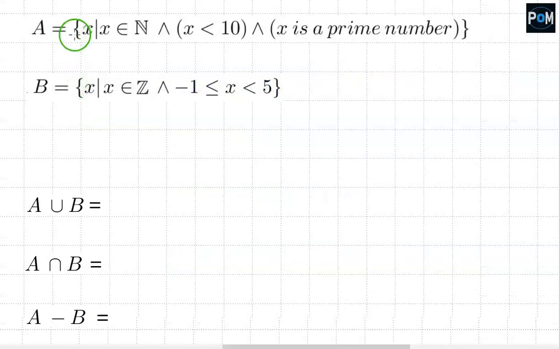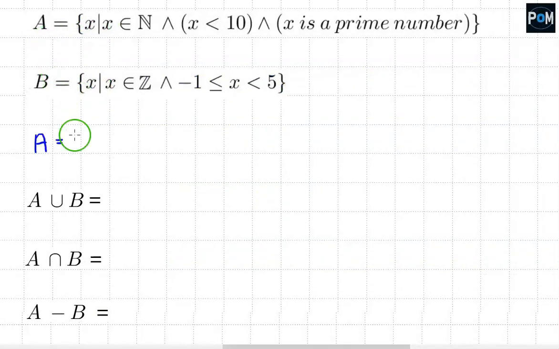Now we have sets A and B encrypted, noted in such a way. We need to decrypt this. What will set A be? Let's read. Set A is the set of all x's, such that x belongs to the set of natural numbers, meaning they are natural numbers. Naturals start at 0, and they just keep going to infinity. So firstly, x must be a natural number, and x has to be less than 10, and also x must be a prime number.